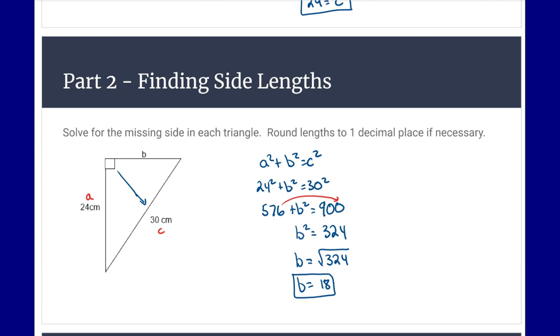Now looking at it, I can say, okay, does this make sense? And yes, it does, because it is smaller than the hypotenuse. I don't know for sure which one is going to be the larger of A and B, right? Based off the diagram, if it's drawn to scale, then yes, B should be smaller. But the main thing is the legs are smaller than the hypotenuse. So just by looking at the answer, I know I might have done something right, because it is smaller than 30.